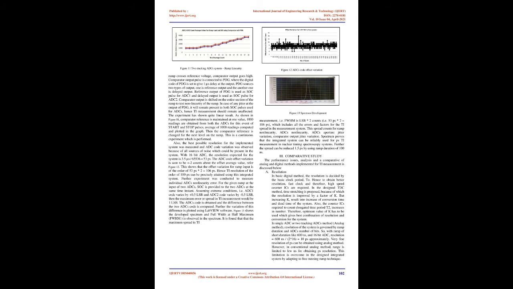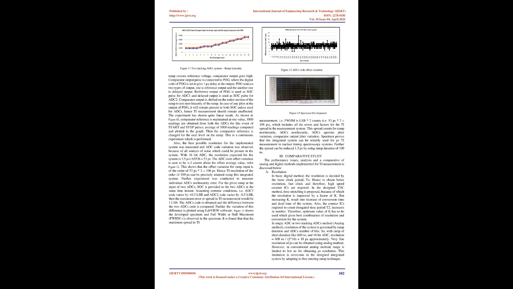Further experiment was conducted to measure individual ADCs nonlinearity error. For the given ramp at the input of 2 ADCs, SOC is provided to the 2 ADCs at the same time instant. Assuming extreme conditions, i.e. ADC1 code varies by +0.5 lsb and ADC2 code varies by -0.5 lsb, then the maximum error or spread in Ti measurement would be 1 lsb. The ADC's code is obtained and the difference between the 2 ADC's code is computed. Further, the variation of this difference is plotted using LabVIEW software.